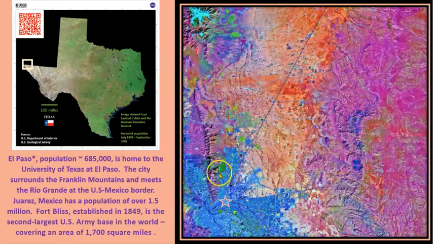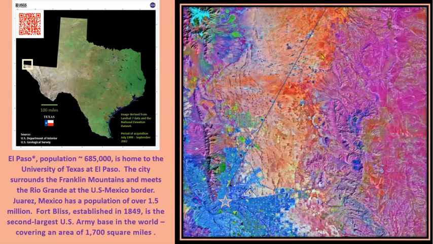El Paso, which wraps around the Franklin Mountains, has a population of 685,000 and is home to the University of Texas at El Paso. Where the city meets the Rio Grande, across the river we have the city of Juarez, Mexico, with a population of over 1.5 million. The biggest footprint on the landscape here, though, is Fort Bliss, which goes from Texas all the way up into New Mexico.